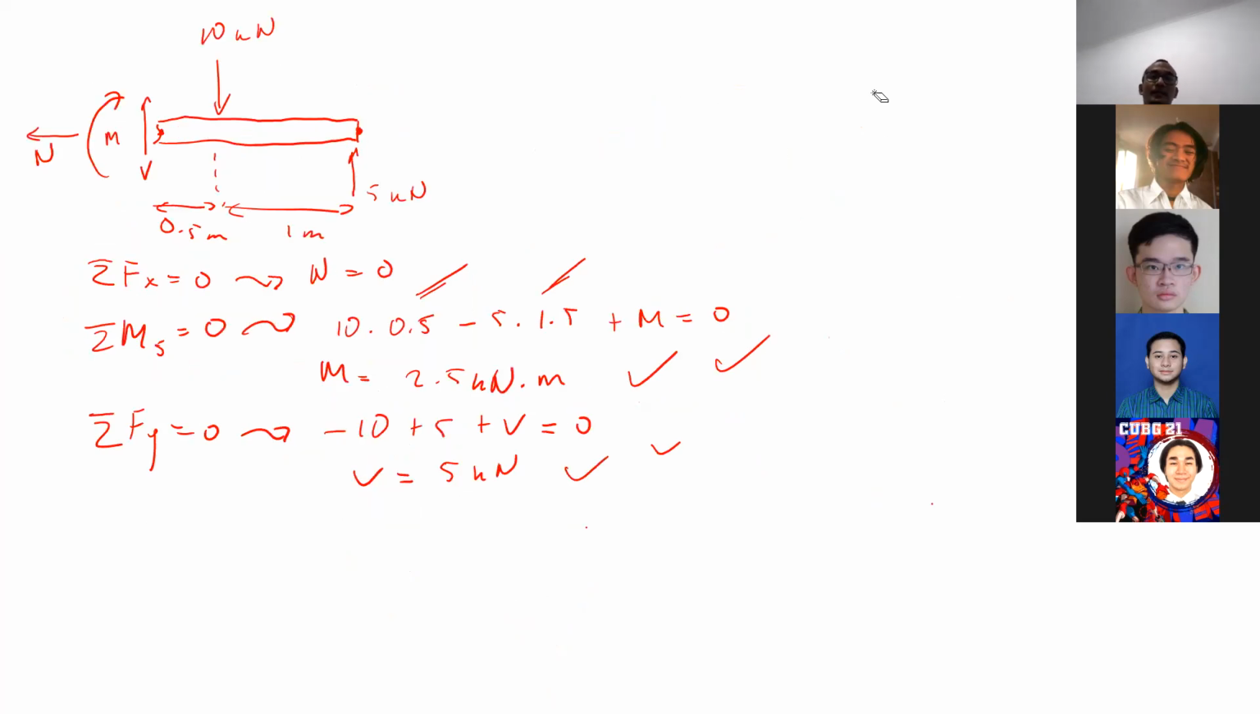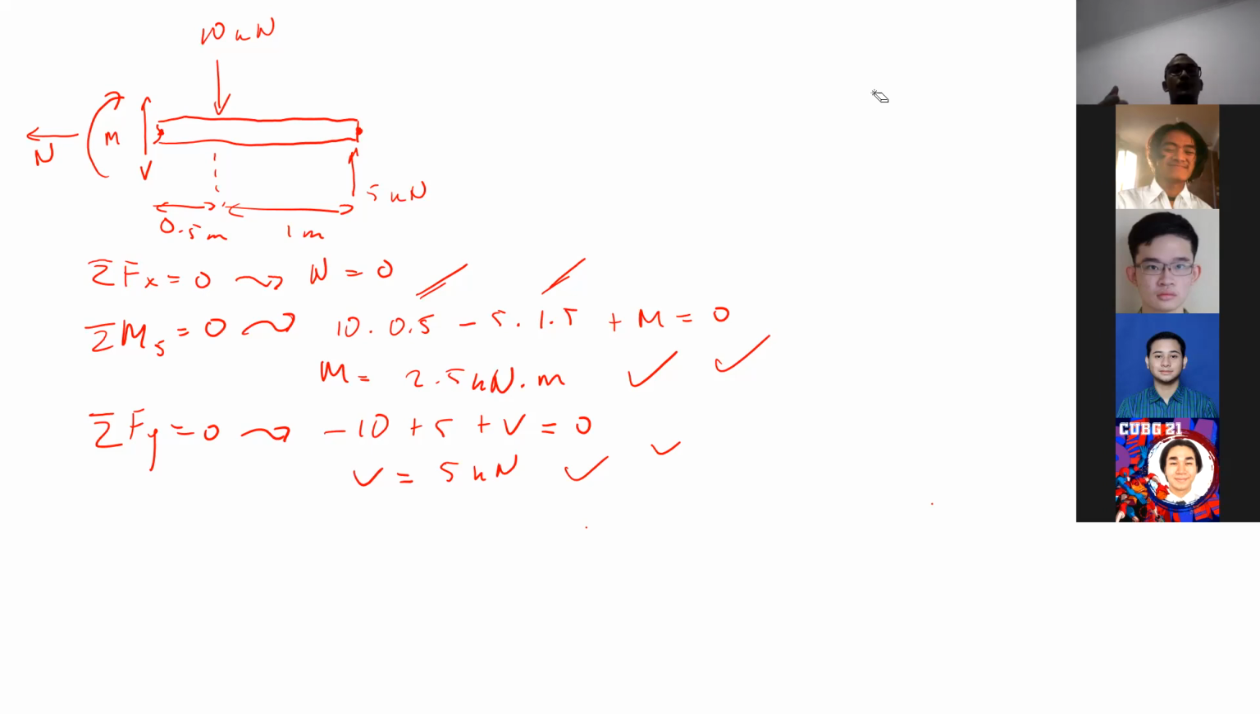Oke, ini adalah analisis kita tadi bareng Lido, untuk potongan yang kanan. Gaya gesernya itu ke arah atas, dan momennya clockwise supaya bisa memberikan defleksi tersenyum. Normal force-nya ke kiri, itu tarik arahnya. Oke, setelah kita gambarkan diagram benda bebasnya, kita selesaikan pakai sigma Fx sama dengan 0, sigma momen sama dengan 0, sigma Fy sama dengan 0. Kita bisa dapatkan hasilnya harusnya sama persis.